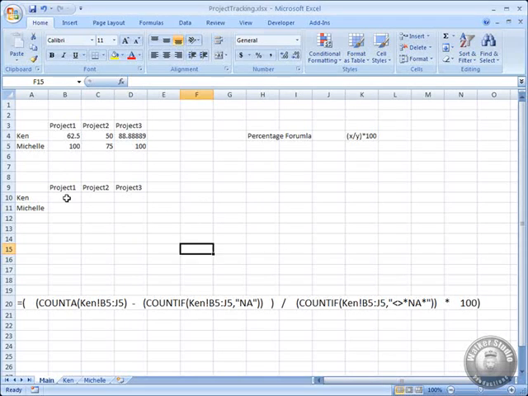Okay, so let's just watch it as we build it. Here's the way that you're going to build this. Equal sign.